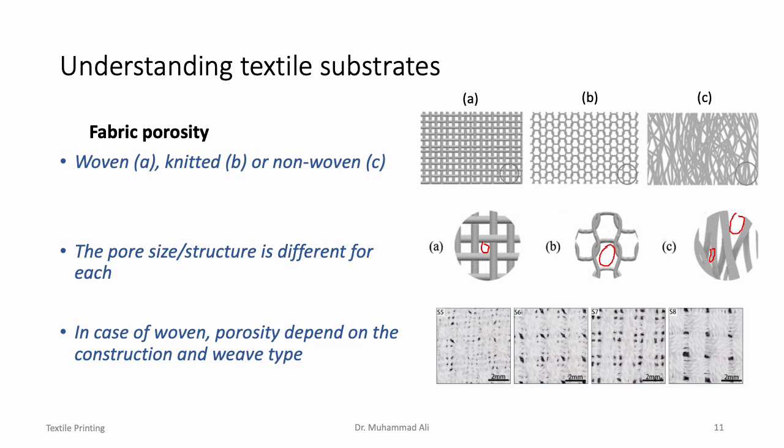So again, if we just focus on woven fabrics, then the porosity depends on the construction and the weave type. So here you can see different weaves. These are 4 different weaves, and the pore size, the pore structure, and the distribution of pores over the entire structure of the fabric is different. That's because of the different weave type.